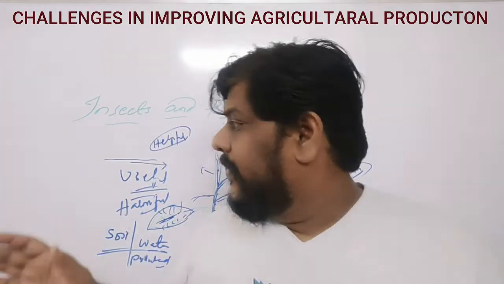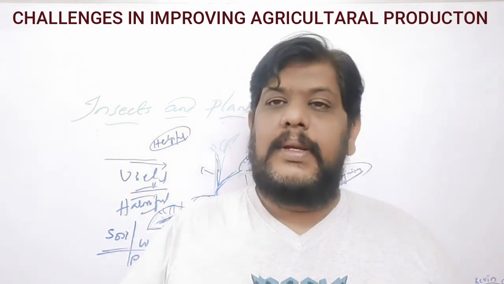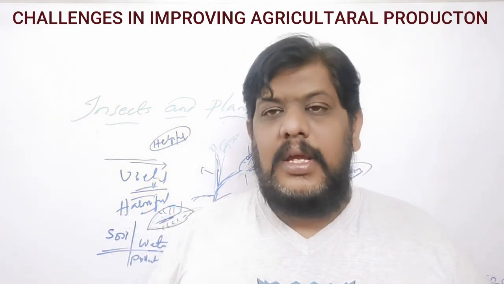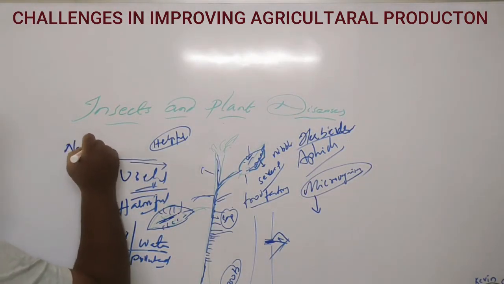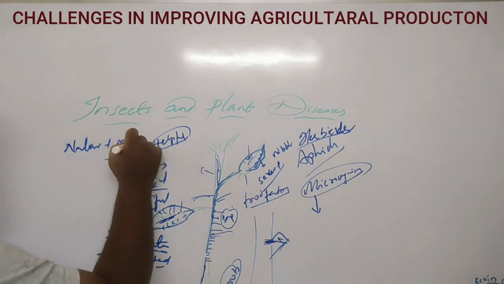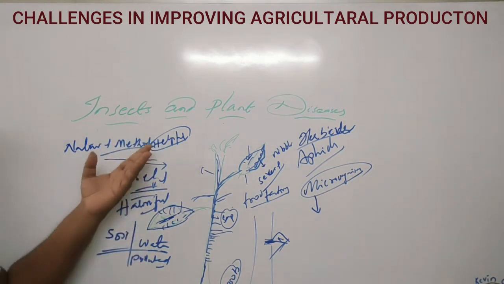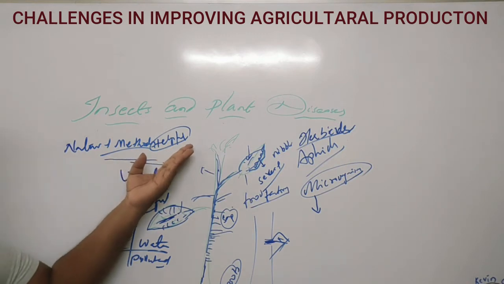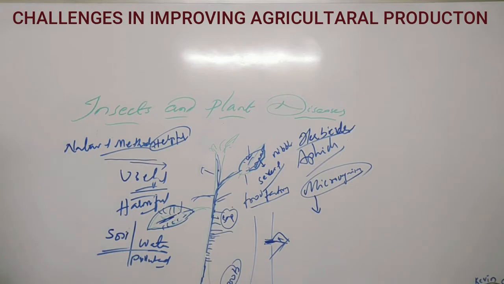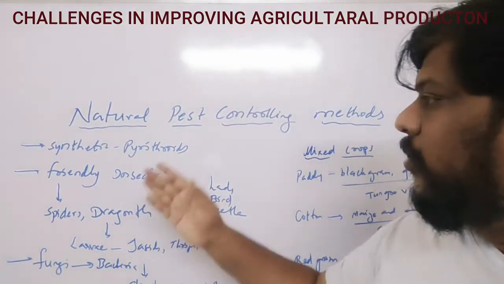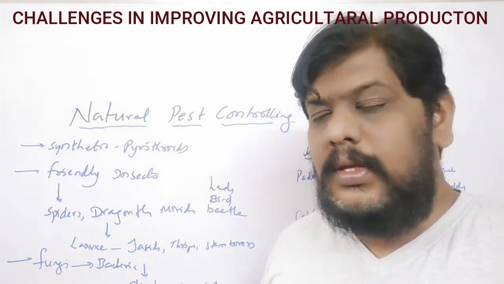So there are different natural methods of getting rid of the pests. There are many natural methods by which the farmer can get rid of the pests, the insects, and the microorganisms. That is what we are going to see now. So now we'll go ahead with the natural pest controlling methods. How naturally can we control the pests?